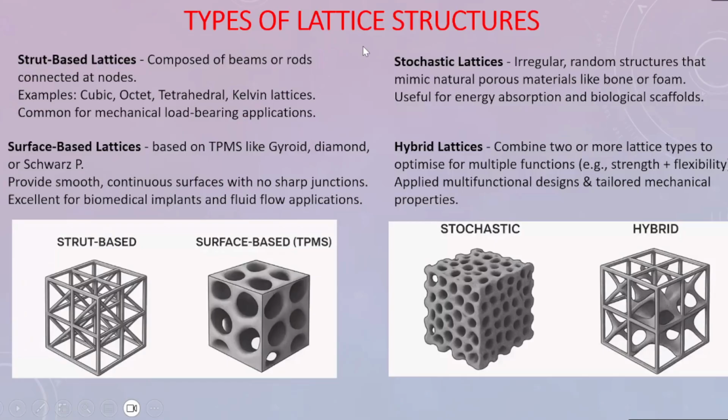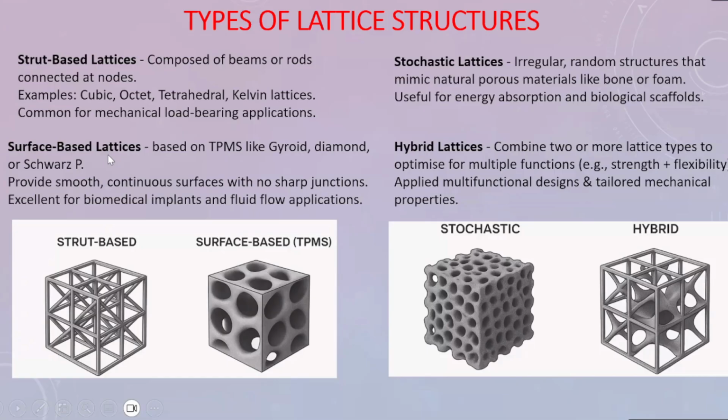So here I told you about strut based, surface based, stochastic, and hybrid lattices. The main difference between these unit cells is that in the BCC or FCC, the struts are connected along the x, y, and z directions. So it's composed of beams or rods that are connected at nodes.